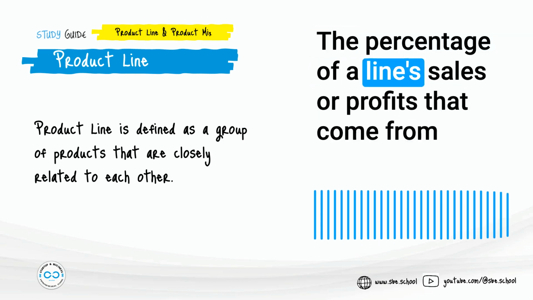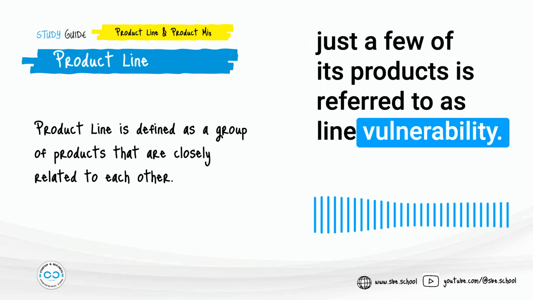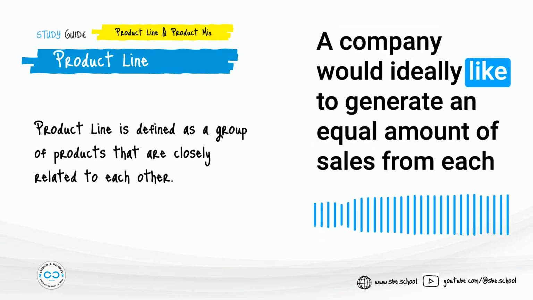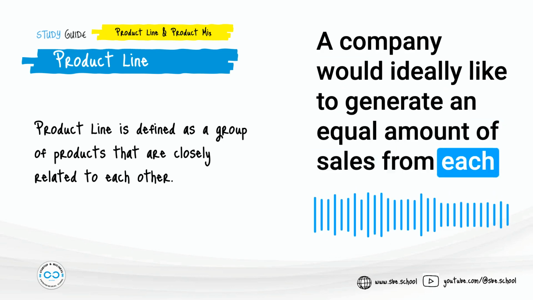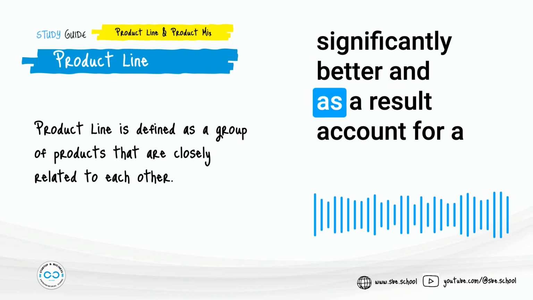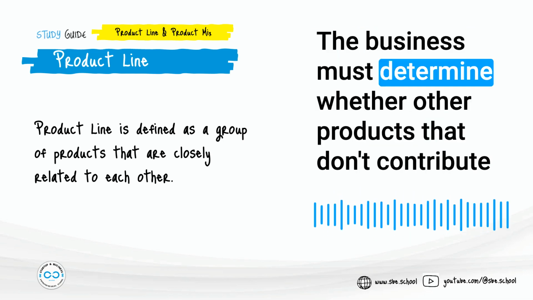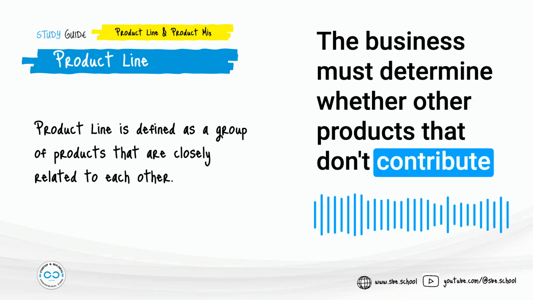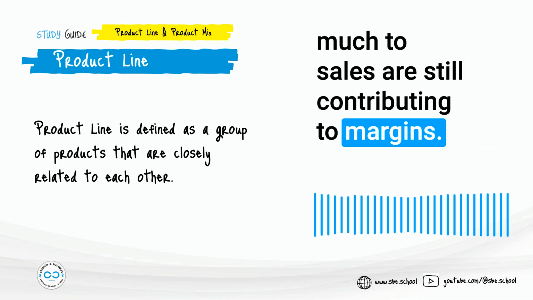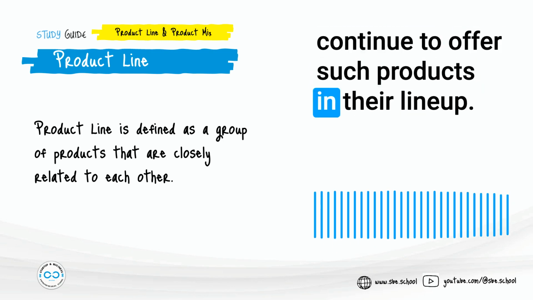The percentage of a line's sales or profits that come from just a few of its products is referred to as line vulnerability. A company would ideally like to generate an equal amount of sales from each product, but frequently one or two products perform significantly better and as a result account for a significantly higher percentage of sales. The business must determine whether other products that don't contribute much to sales are still contributing to margin. If not, they should consider why they continue to offer such products in their lineup.